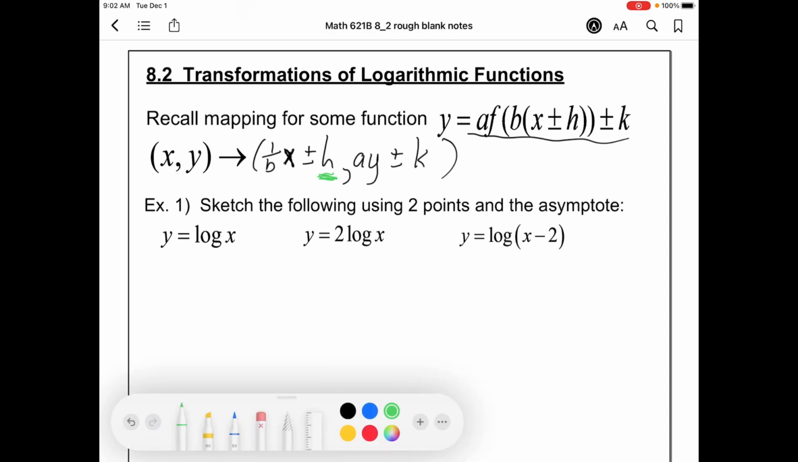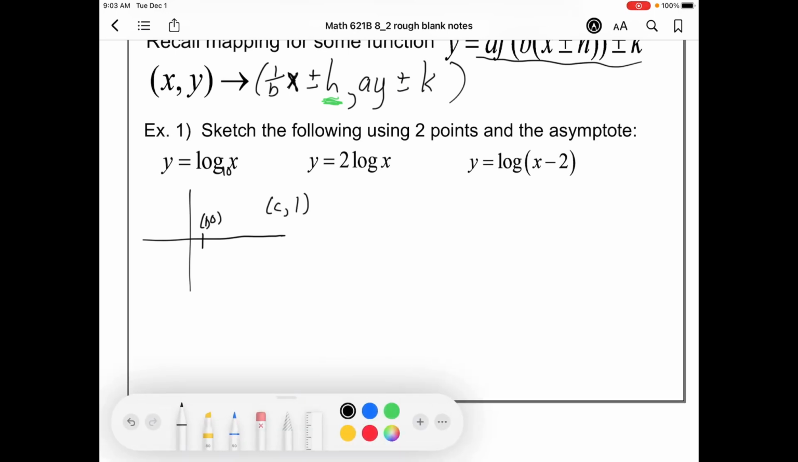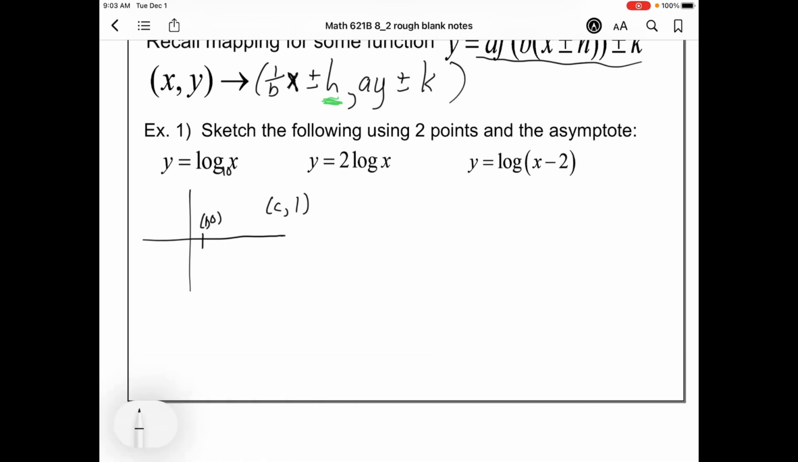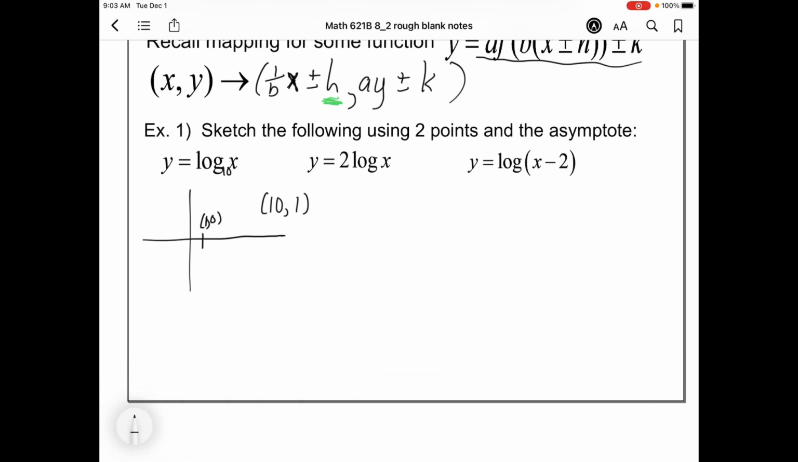We'll do some basic ones to start with. I've got y equals log of x. So again, if you don't see a base, the base is assumed to be 10. If I go and sketch this, I have a point of (1, 0), and also of (c, 1), where c is the base. Hold on now, we know the base in this case. The base is 10, so let's write that in. (10, 1). There we go.